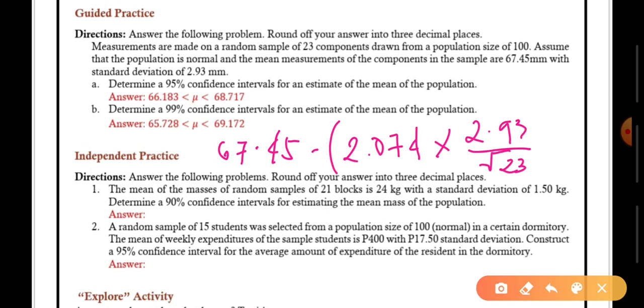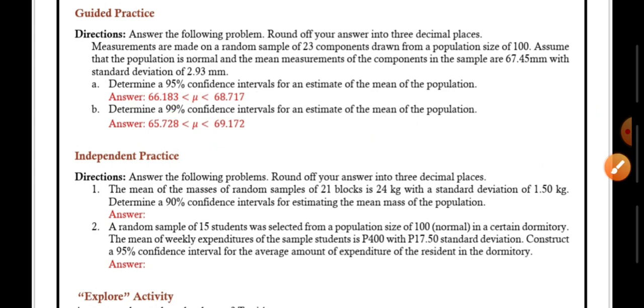This one means multiplication. I just showed you that its symbol is the usual symbol of multiplication, which is x. Then close parenthesis. It's going to be 66.183. That's going to be on the left, and then on your calculator, once you've pressed it, you just go back to it and change the operation from subtraction to addition. If you make it addition, it's going to be 68.717.